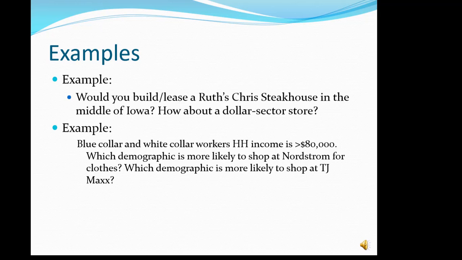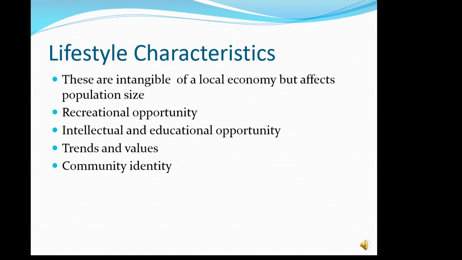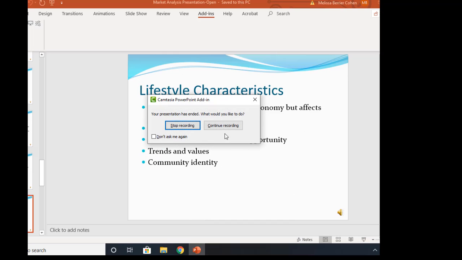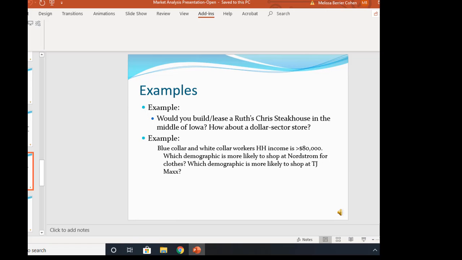So here's an example. Would you build or lease a Ruth's Chris Steakhouse in the middle of Iowa? Probably not, because you would think that the amount of people living in the trade area are not going to be wide enough to support that. Now look at another example. How about a dollar store? Would you build one of those in the middle of Iowa? And the answer is yes, because if you drive through there, you'll find several Dollar General, Family Dollar, Dollar Tree, those types of stores as well.